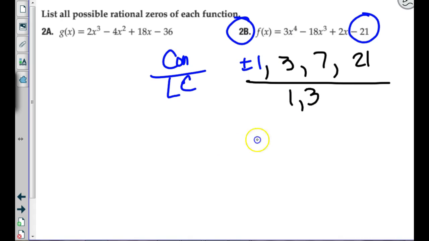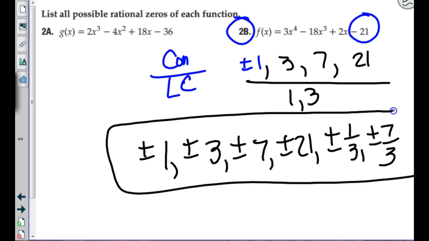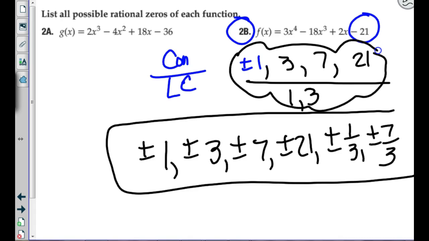Now, the book would say you should list them all out: plus or minus 1 over 1, 3 over 1, 7 over 1, 21 over 1, plus or minus 1 over 3, 3 over 3, which is 1, we have that one, plus or minus 7 over 3, and 21 over 3 is 7, we already have that one. I'm going to make you list them out. You don't have to write plus or minus in front of every single one. As long as you put it out in front once, we'll be good. But you can't just leave it like this, because I want to know that you understand what that list means. It's easy points though, right?